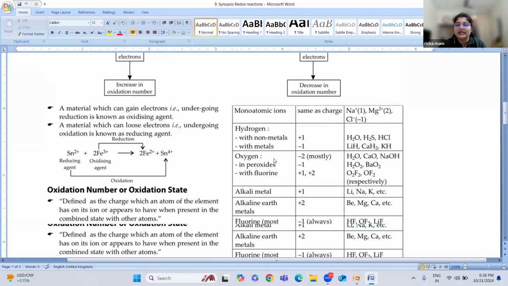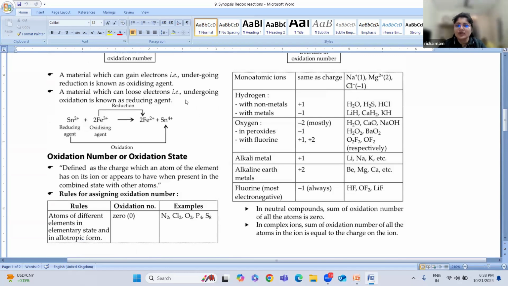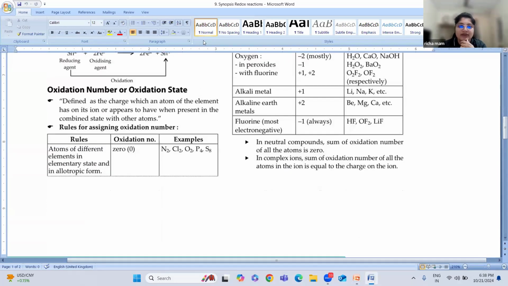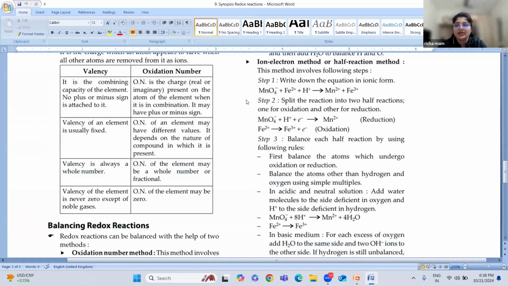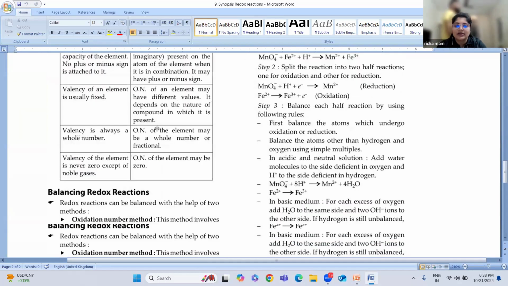So this table is very important. You have to keep all these things in mind when you are solving problems on oxidation state, how to find the oxidation number. This particular table is very, very important. In the last class, we solved a few questions based on the oxidation state. So let us continue, and then we will go for balancing the redox reaction.